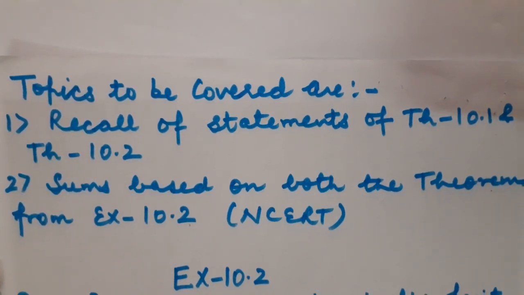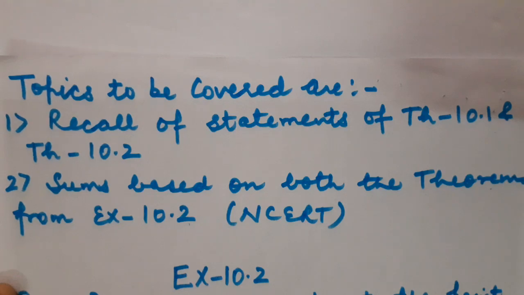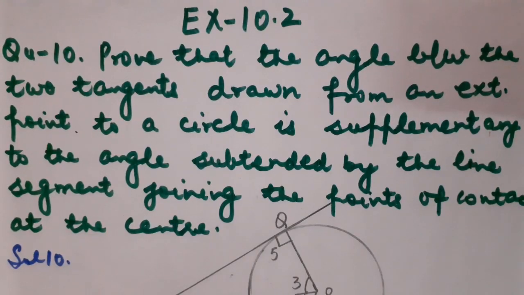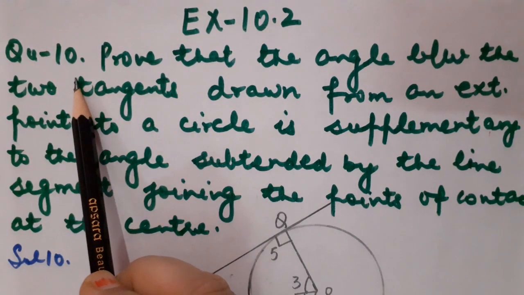The statement of theorem 10.1 is that the radius is always perpendicular to the tangent at the point of contact. And the statement of theorem 10.2 is that the lengths of the tangents drawn from an external point to the same circle are always equal. Now, children, I am going to take the sums from exercise 10.2 in which the usage of both the theorems is there. So, let us start. This is question number 10.